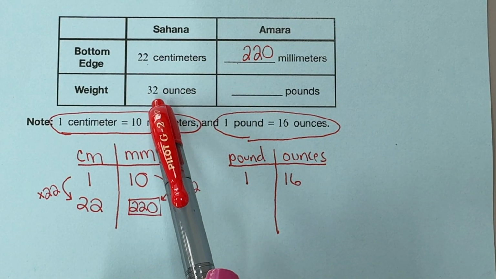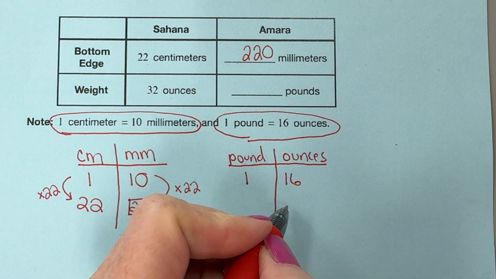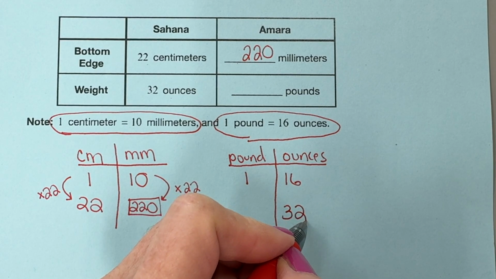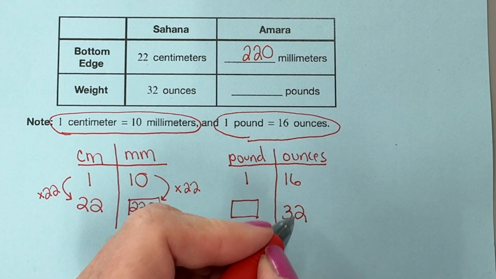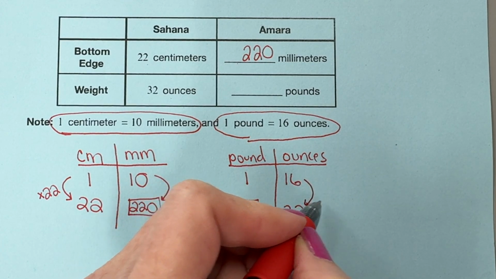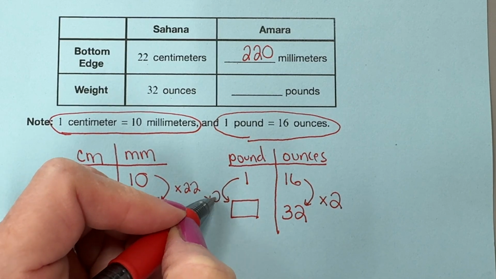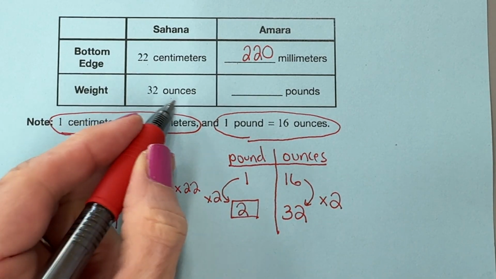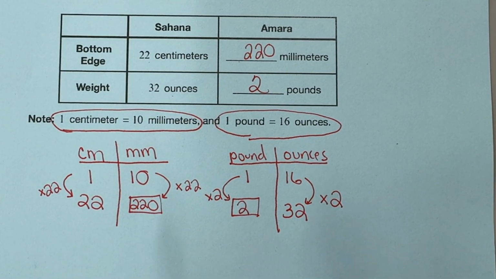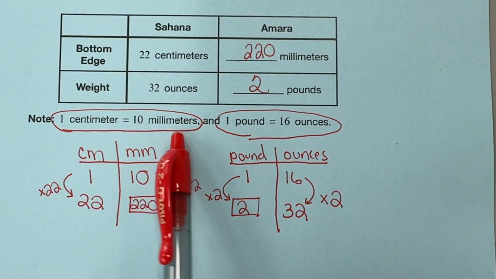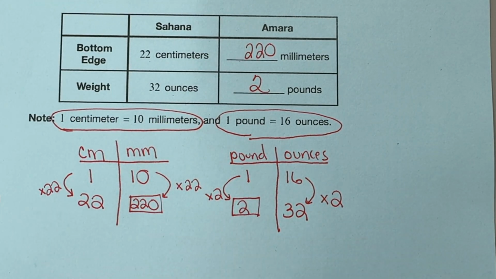Sahana measured the book to weigh 32 ounces. So we got to make sure we line that up in the ounces column. And now we're looking for how many pounds that is. So to get from 16 to 32, our multiplier is 2. 1 times 2 is 2. So 32 ounces equals 2 pounds. Pretty easy. As long as you have your first fact about the conversion, how many of this are in that many of that, you've got it covered.